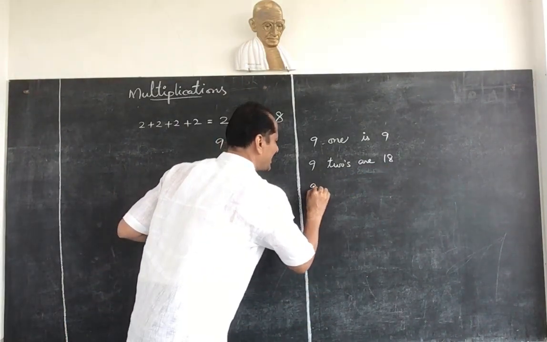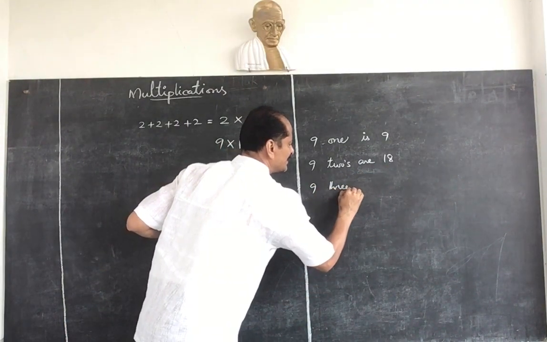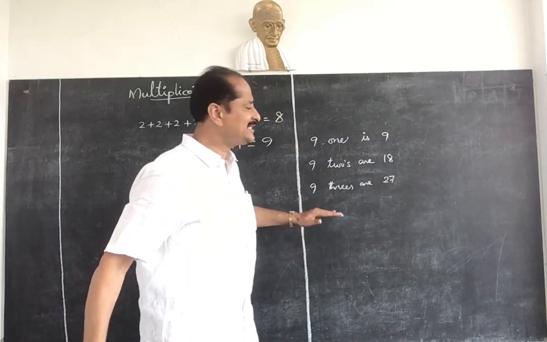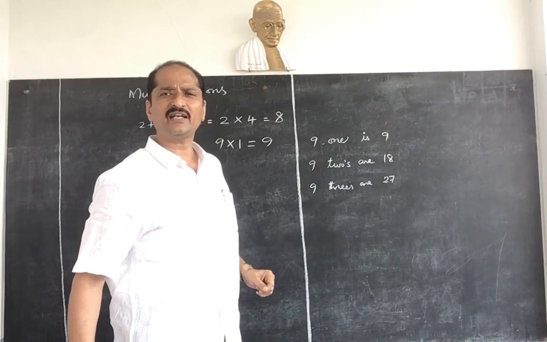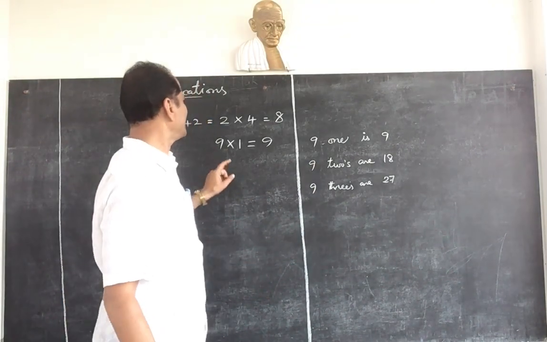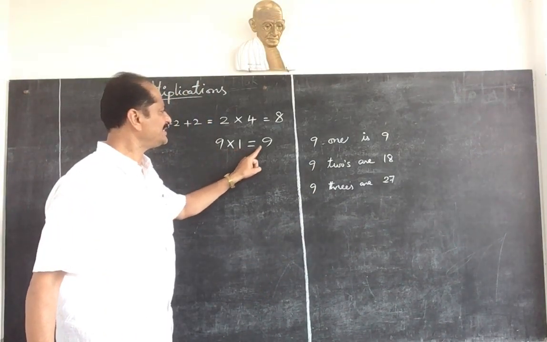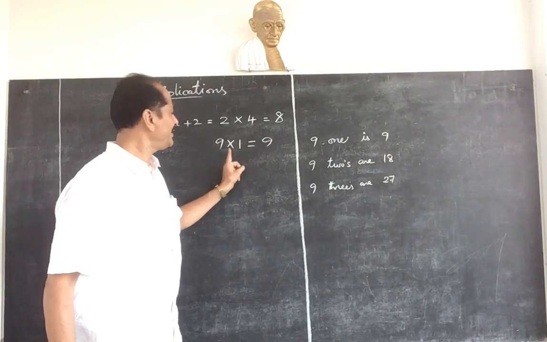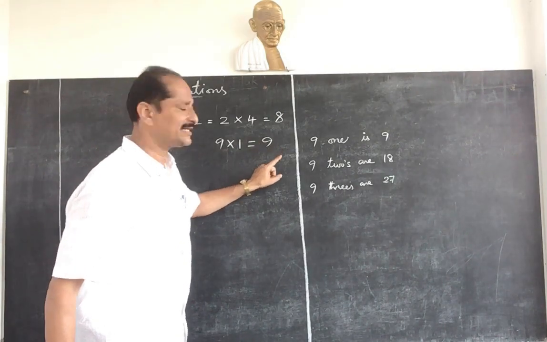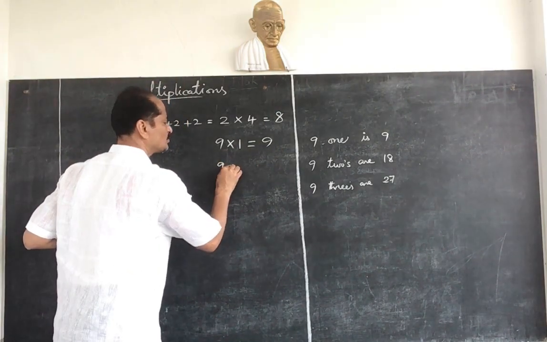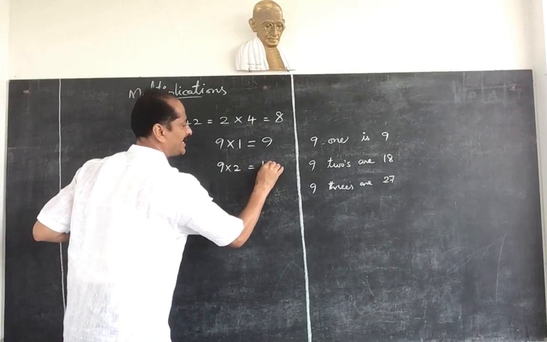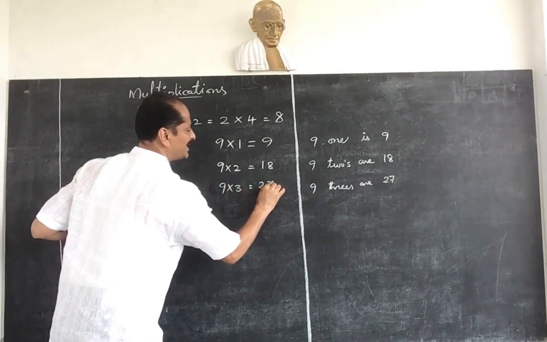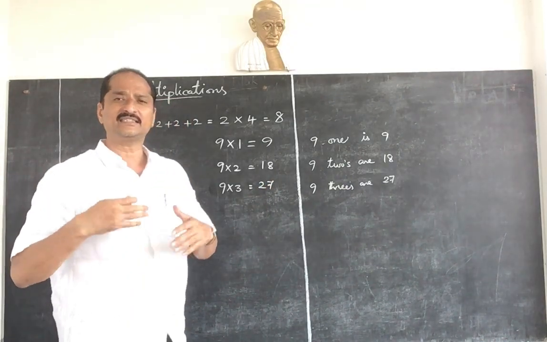In the same way, 9 3s are 27. So like this we have to read. 9 1 is 9, that means 9 1 is equal to 9. Next, 9 2s are 18. 9 3s are 27. But whenever we are reading this table speedily, you can see what we use.